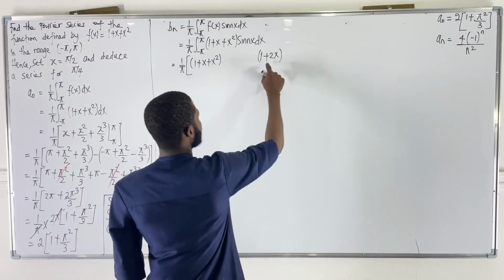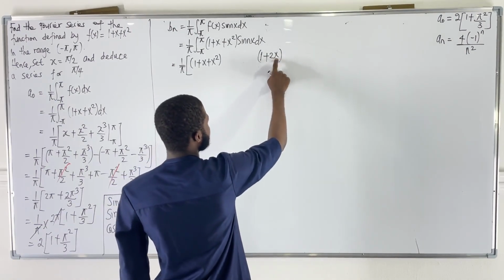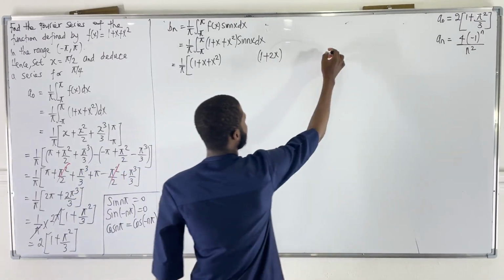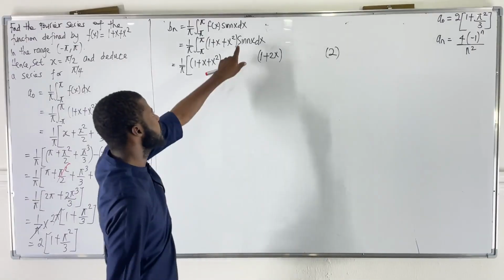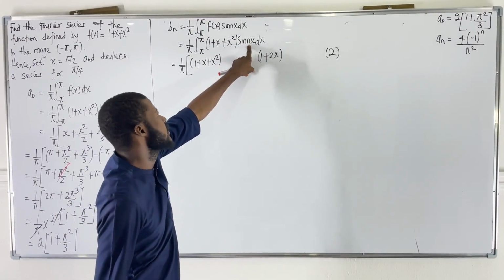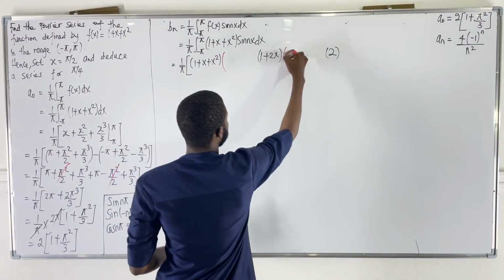And then, you're going to differentiate this again. So when you differentiate this one, you get 0. When you differentiate 2x, you get 2. All right. Let me put a bracket. Now, this sine nx, you are going to be integrating this one. You're going to be integrating this. So let me open up a bracket everywhere for it.